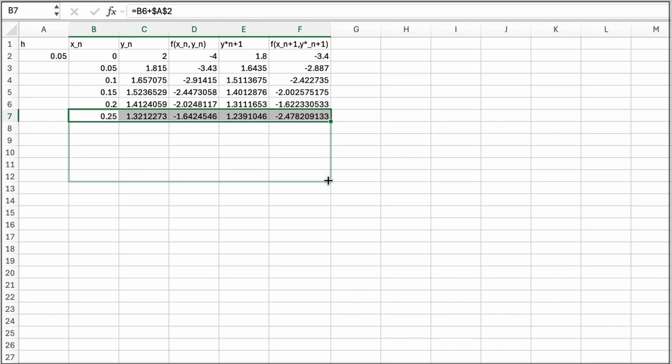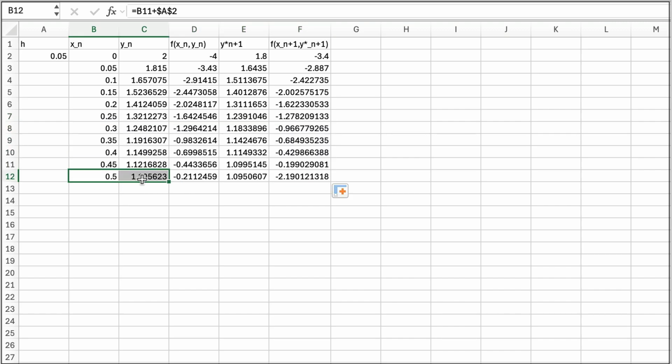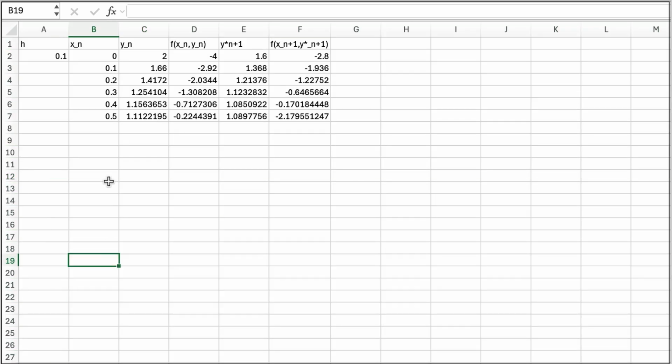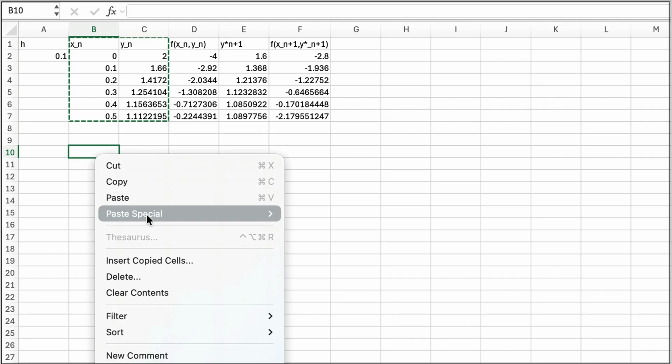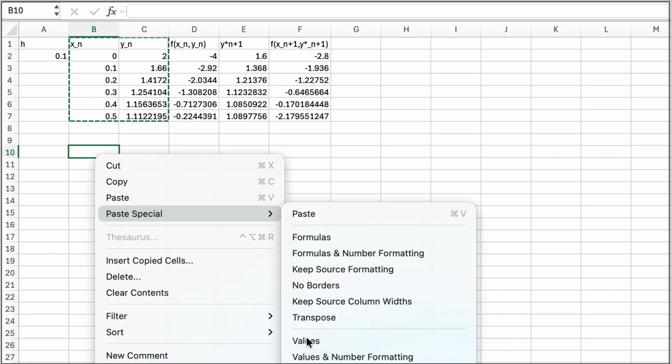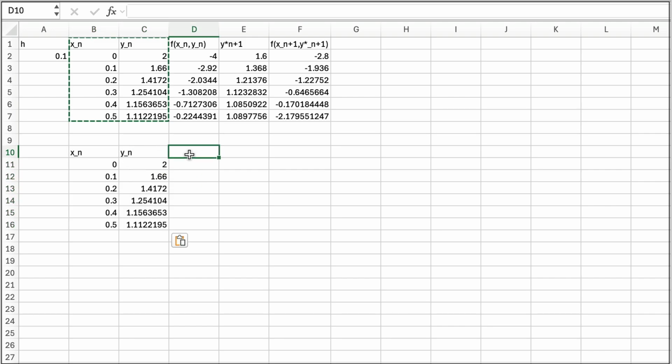I can just drag all these down to get to where I have a new approximation for y of 0.5, which is 1.1056. Now that we have those approximations, let's look at the error analysis. For this, I'm going to copy our values of x sub n, y sub n. When I paste, I'm going to use values and not formulas. And then we need y actual.